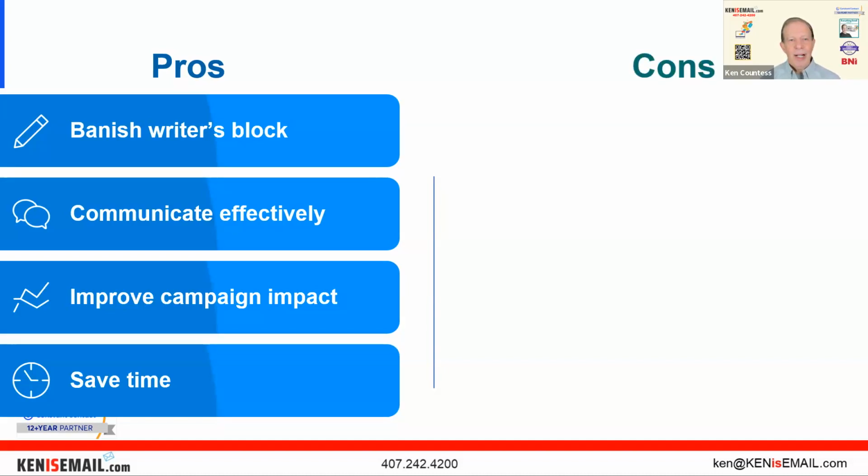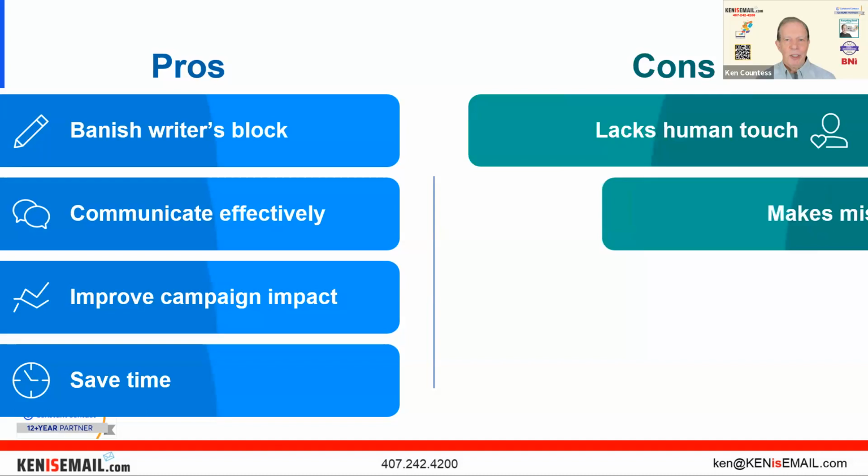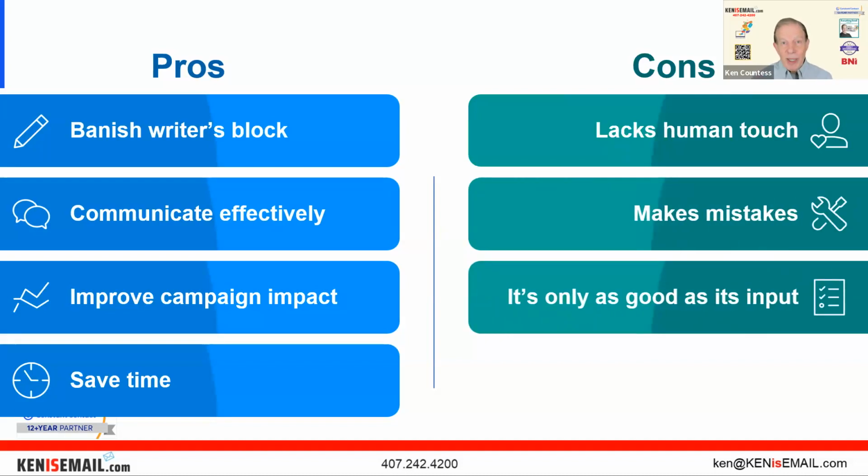Some people say, well, it lacks a human touch. While AI has become much more sophisticated, it really can't replicate your personal or brand voice. At least ChatGPT can't. Jasper, what I'll show you, does. It can't really emulate creativity and what a human can do. And AI does make mistakes. It's only as good as its input, and the information that's available isn't always accurate. Sometimes it just doesn't even make sense.